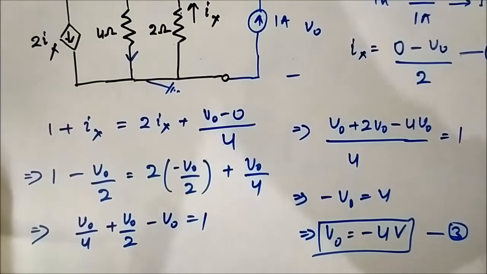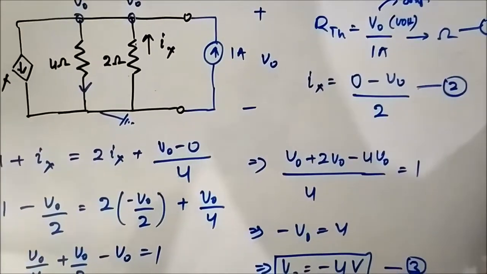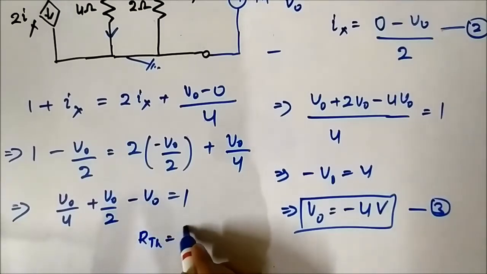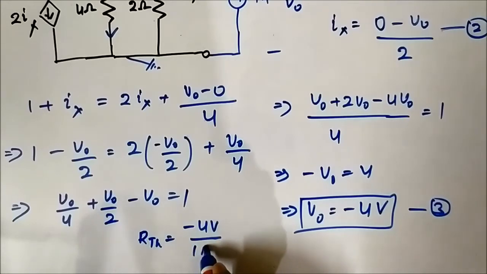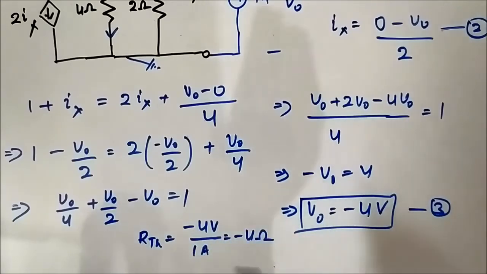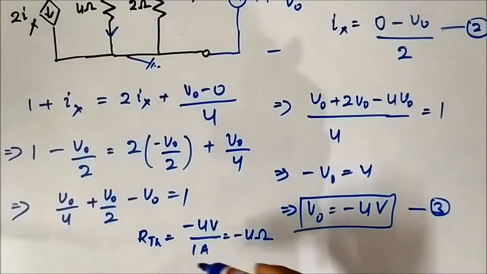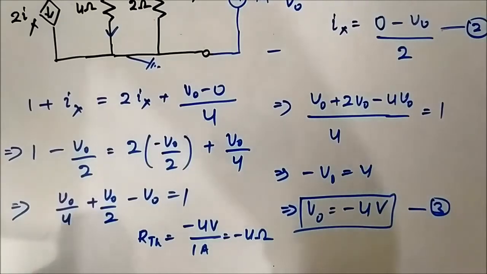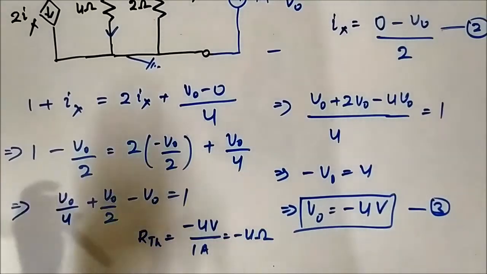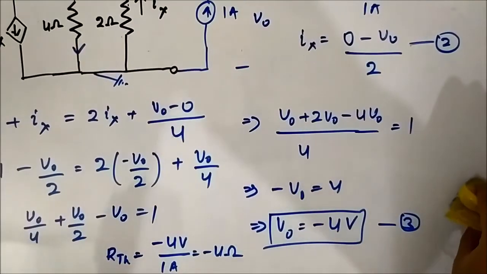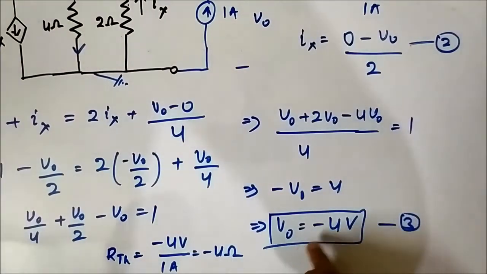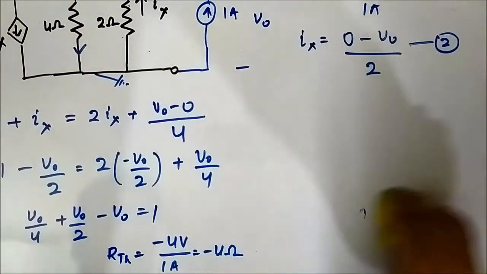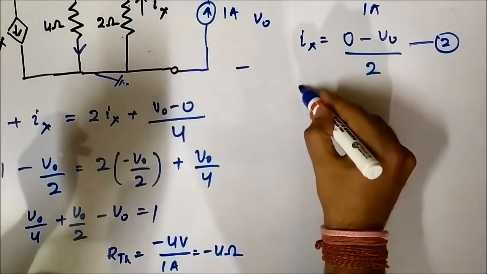Now we have got V0 equal to minus 4 volt. So RTH will simply be minus 4 volt by 1 ampere, which is equal to minus 4 ohm. Now many of you will be surprised that resistance is negative. How can resistance be negative? RTH is coming minus 4 ohm. I've already discussed it in the basic concepts related to electrical circuits. Let me write V0 is equal to minus 4 volt here.